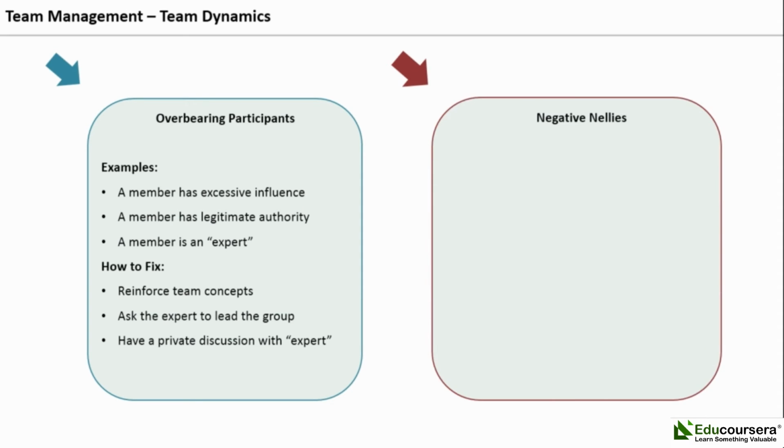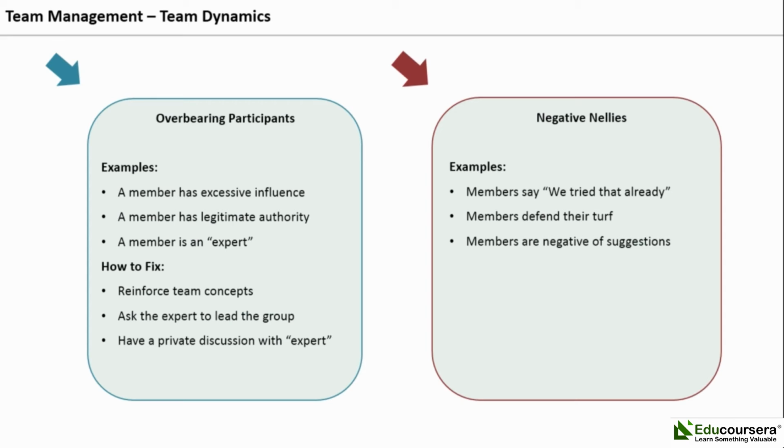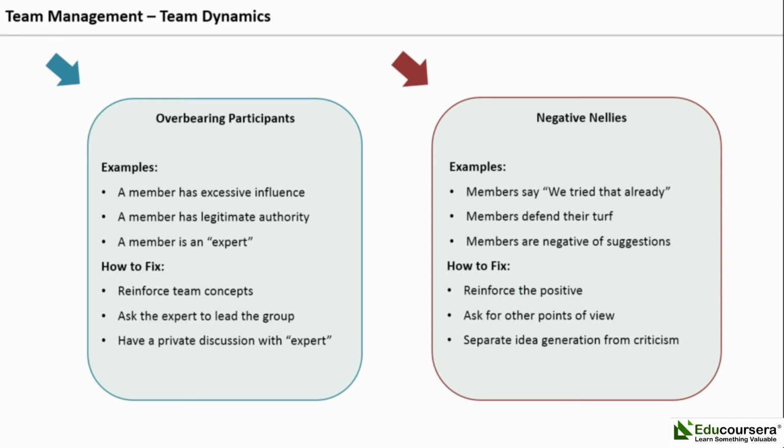Negative Nellies. The examples of negative Nellies include: members say, we tried that already. Members defend their turf. Members are negative of suggestions. We can fix it by reinforcing the positive, asking for other points of view, and separating idea generation from criticism.